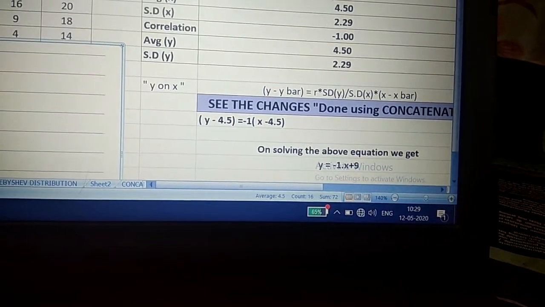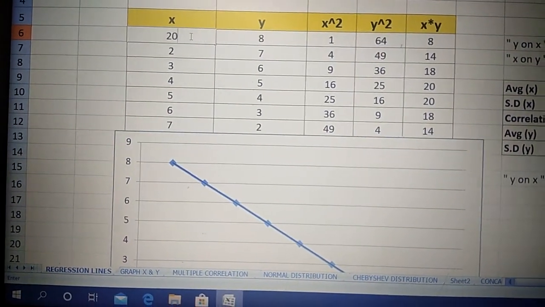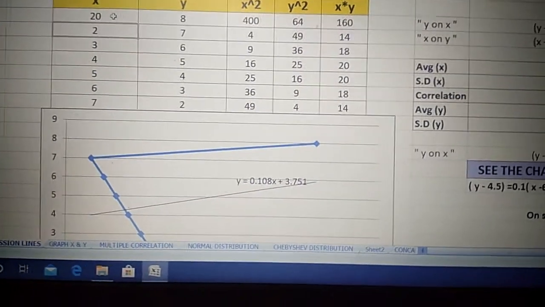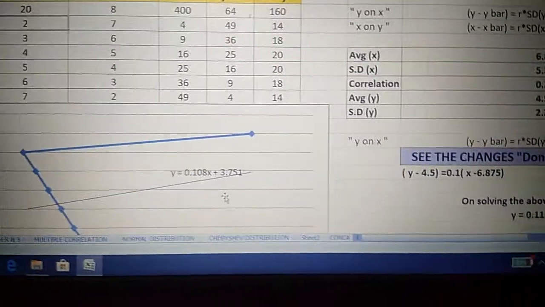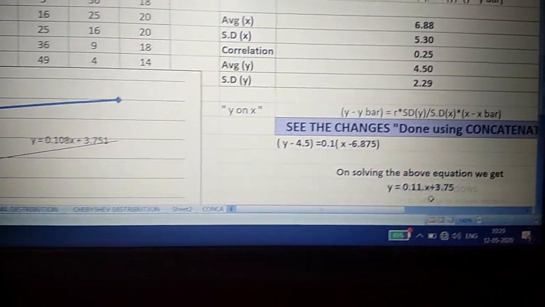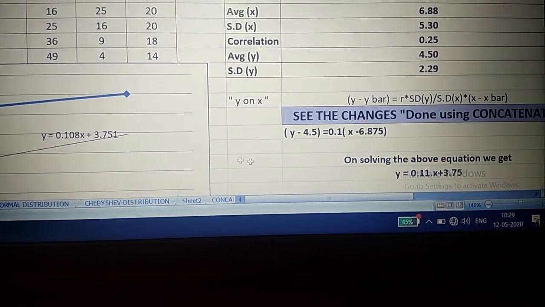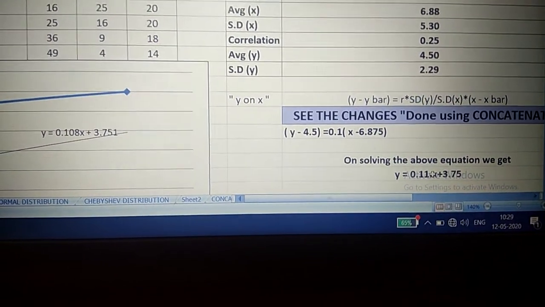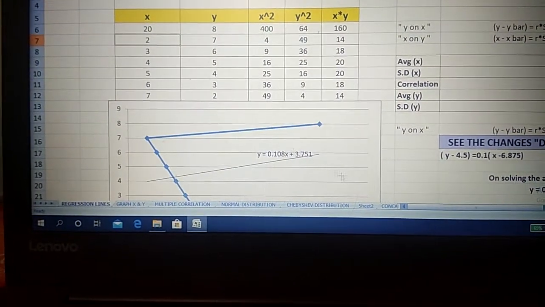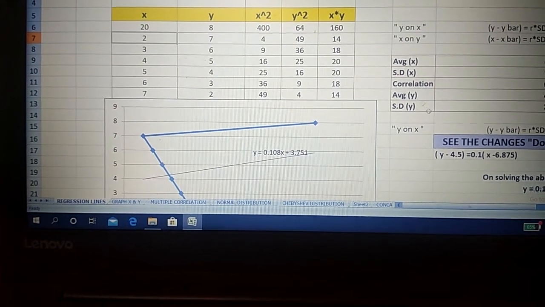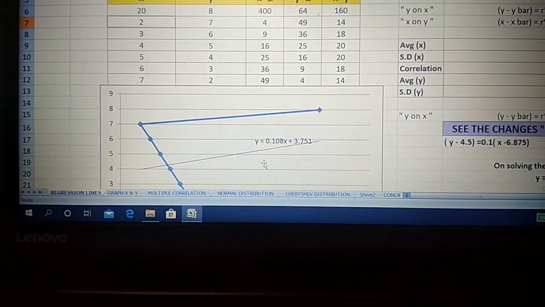Now see what happened. If I change this x to 20, how will the graph look? Enter. It's something like this. And what are the values? Y equals 0.108x plus something, and here I am also having the same value. Y equals 0.11, because it is rounded, x plus 3.75. So it is verified using the graph also, and this is the easiest way to find. If you don't want to go for any formulas, then click on the graph and you will get the equation.